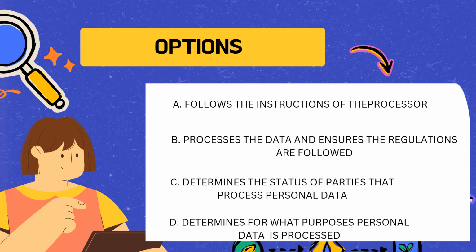Here are 4 options. Option A, follows the instruction of the processor. Option B, processes the data and ensures the regulations are followed. Option C, determines the status of the parties that process personal data. And option D, determines for what purposes personal data is processed. Now you have 10 seconds. I have given you all the 4 options. Take your time and try to answer.